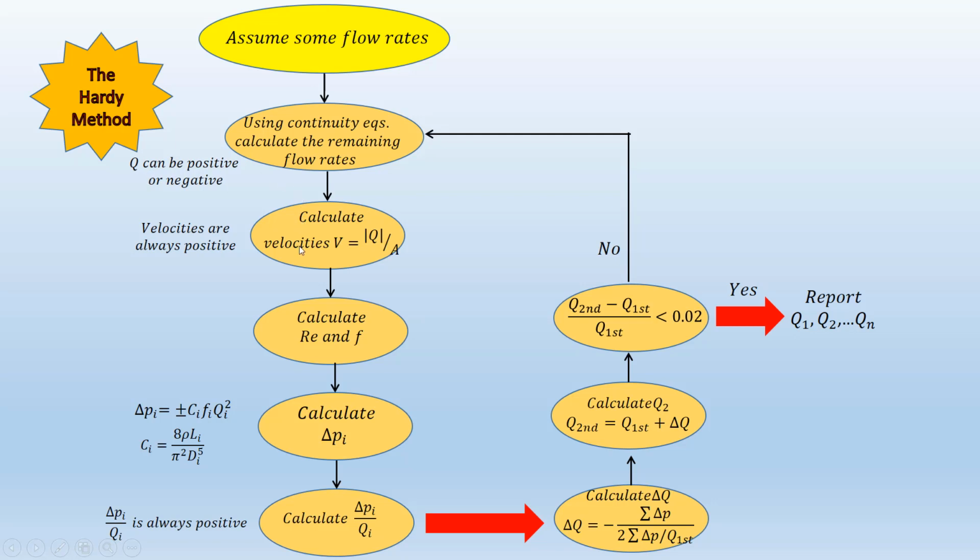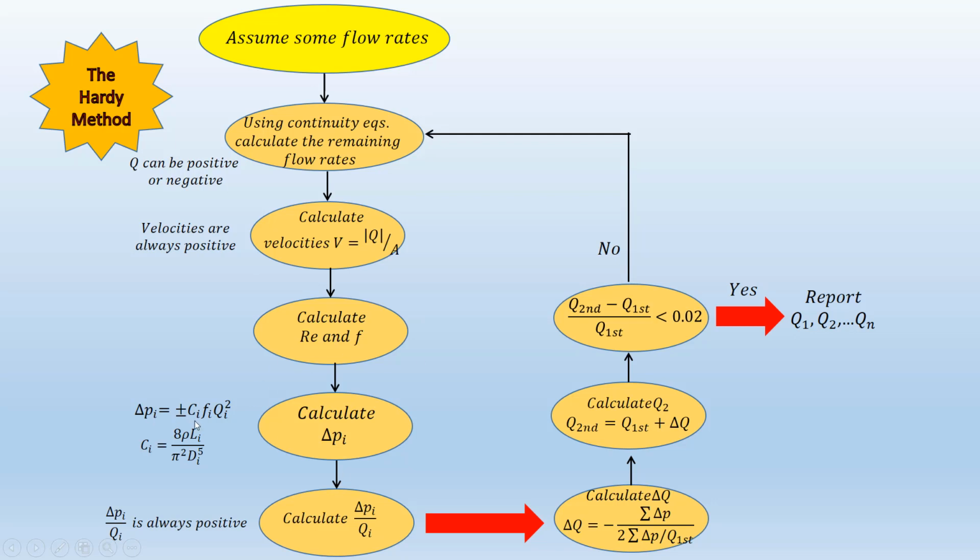Then you can find velocities. If you remember, diameters are known in this case. So by having the volumetric flow rate, you can find the velocity. Keep in your mind that the velocities are always positive. By having the velocities, you can find the Reynolds number. You have the Reynolds number, you have the relative roughness, you can find f, the friction factor, and then by having the friction factor, you can find the delta p_i in each pipe.